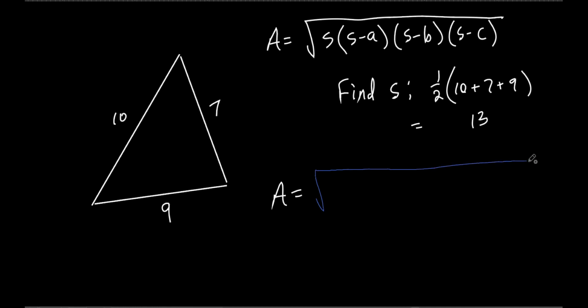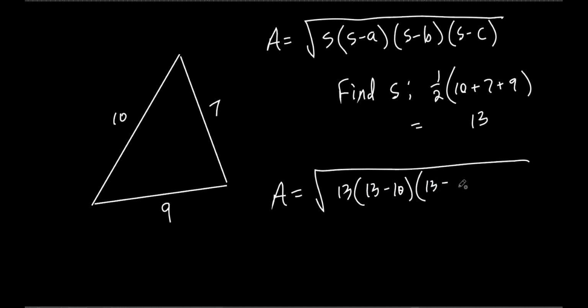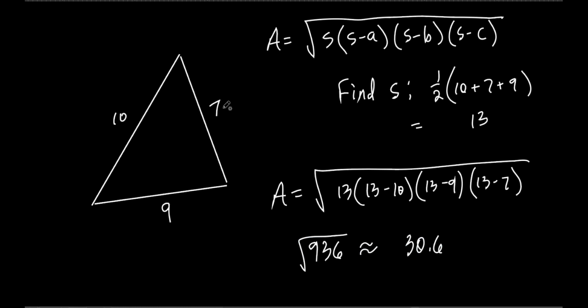So big old square root S, which is 13. And then S minus one of the sides. It doesn't matter which one. So it's 13 minus what? 10. All right? Times 13 minus, let's go biggest to smallest, 9. And then 13 minus 7. All right? You put that all into your calculator and you get the square root of 936. Okay? This is all calculator work here. And that's approximately 30.6. It is area. This is in inches. So this is inches squared.